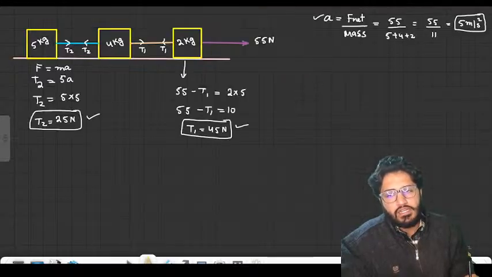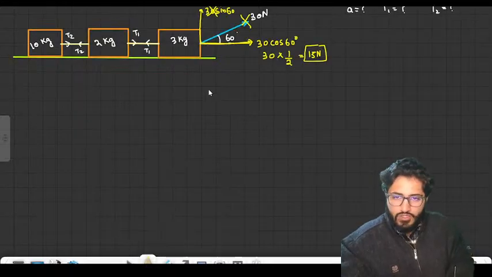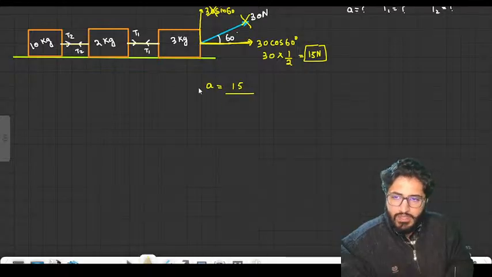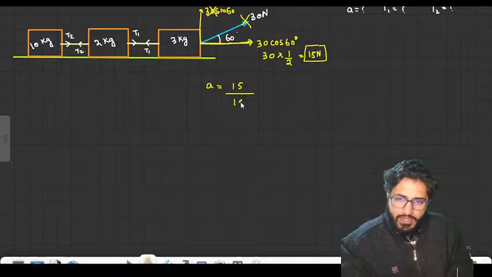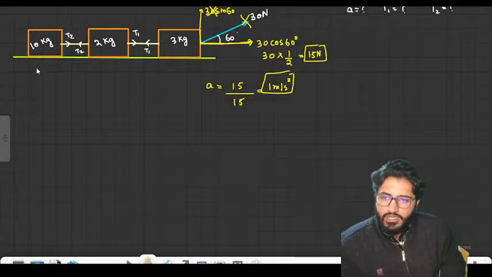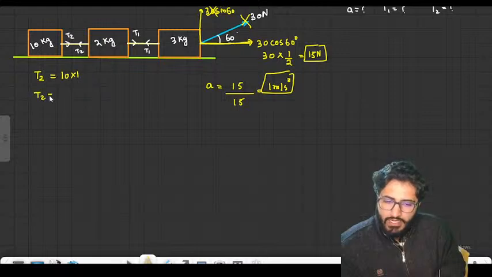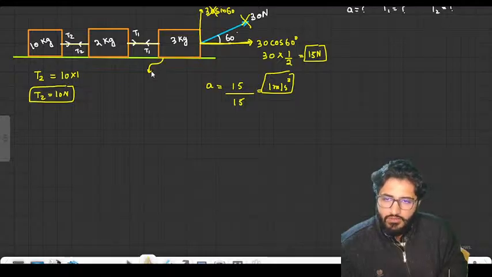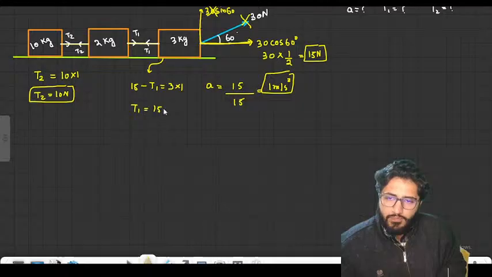I guess these two numericals are now the same, right? So what is acceleration? Force net is 15 Newton. What is my weight? 10, 15, 15. So my acceleration came out to be 1 meter per second square. Easy. Now here T2. So I can write T2 equals mass 10 into 1. So T2 came out to be 10 Newton. Now T1. I can write 15 minus T1 equals mass into 1. So T1 is 12 Newton.